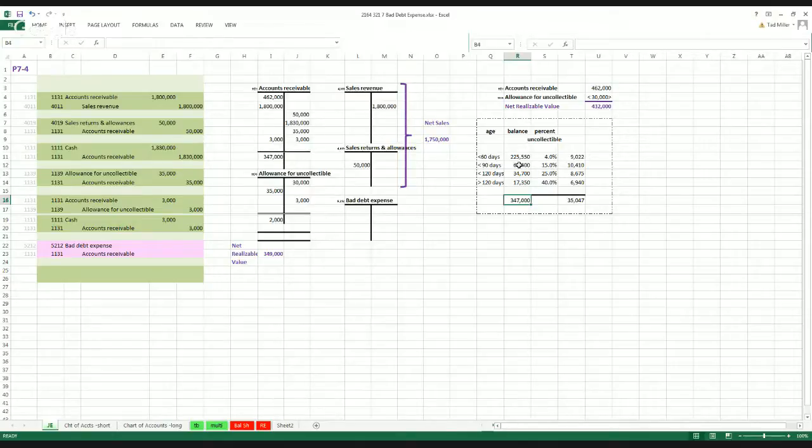So it says 225,000 of these accounts were sales from November and December. 69,400 were sales from October. 34,700 were September sales, and 17,350 were from prior to September, August or earlier.